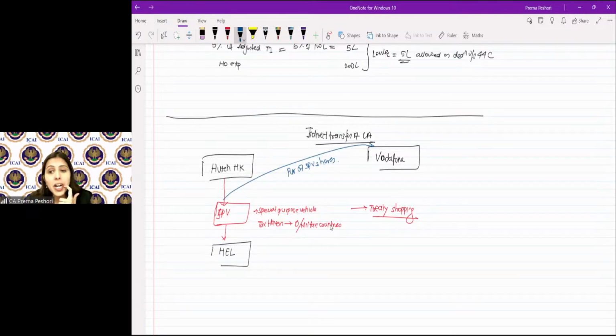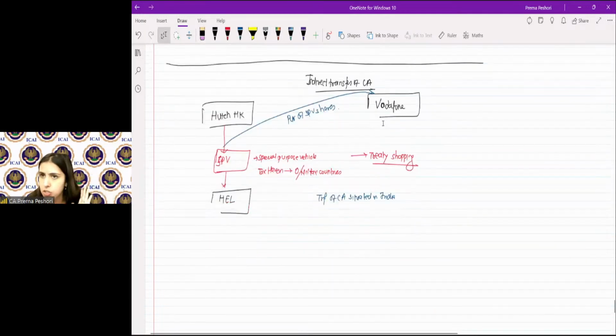Now, what was the reason behind that, students? The reason behind that was, students, that if they would have sold the shares of the HEL, what would have happened? Transfer of capital asset situated in India, right? The shares of the Indian company are situated in India. The company is registered in India, meaning the shares are situated in India. The situs of the shares is where the company is registered. So shares of Indian company are situated in India. So what would have happened? There would have been a transfer of capital assets situated in India.